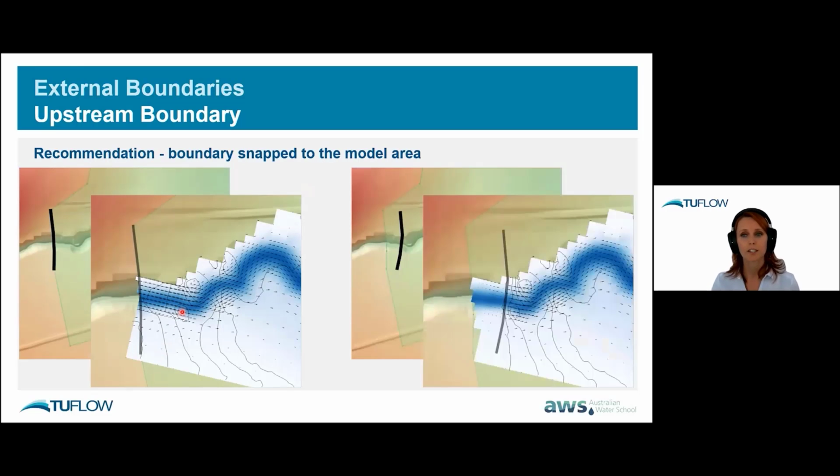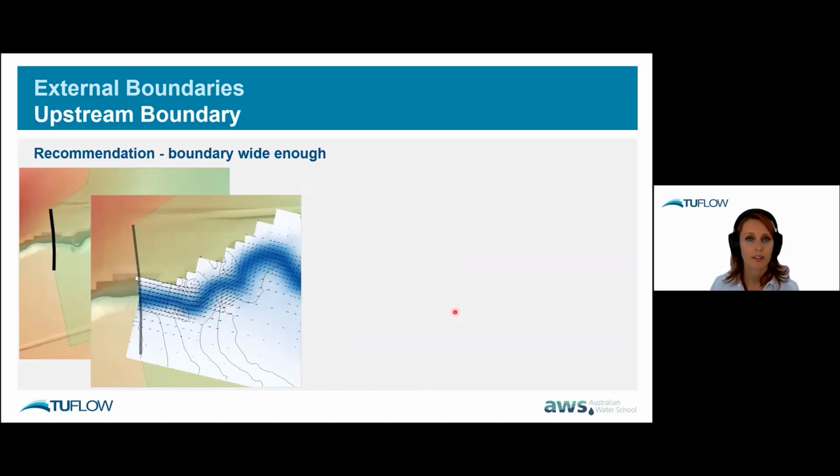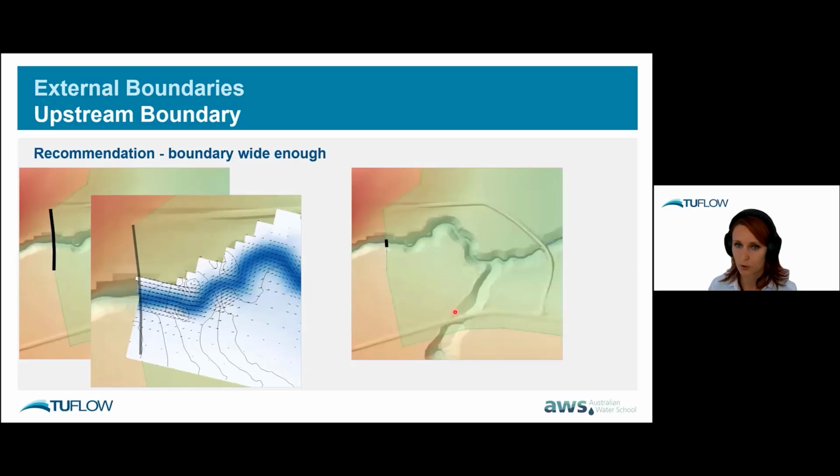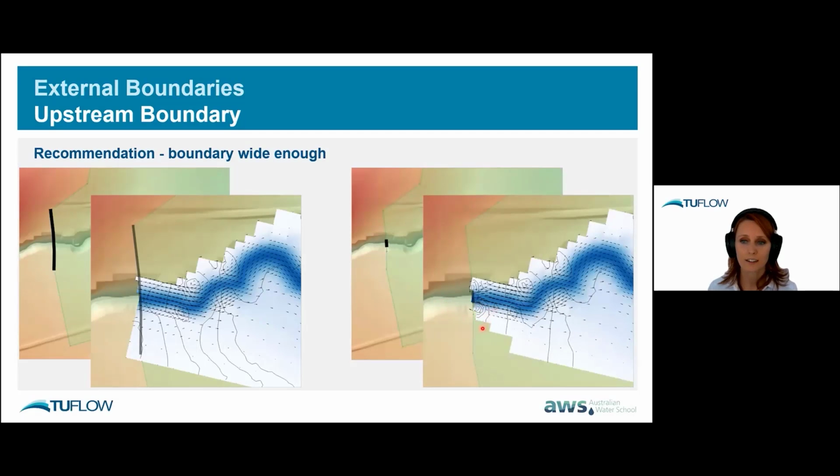If we don't snap it, you would get flow coming out of the boundary both ways, filling up the space between the boundary and your model area. Not a desirable boundary. Last recommendation is to digitize the boundary wide enough to cover the flow width. If you digitize it small, you can get these oscillations of flow at both edges of the boundary, and you will get more like a spray type of flow out of the boundary rather than a nicely smooth flow.